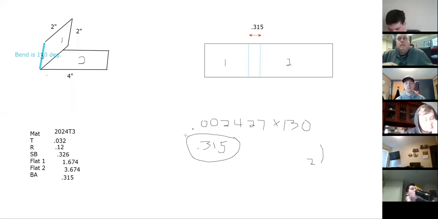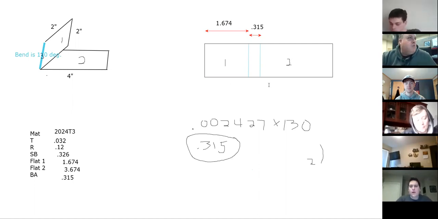I would label flat 1, the length of it. Okay, flat 1. So flat 1 is here. And what would the length of flat 1 be? 1.674 inches. 1.674. I agree with that. So now we got those two labeled. Eric, what would you want to do as the next step then?